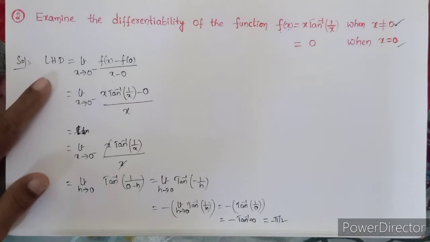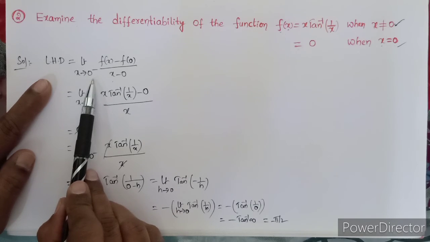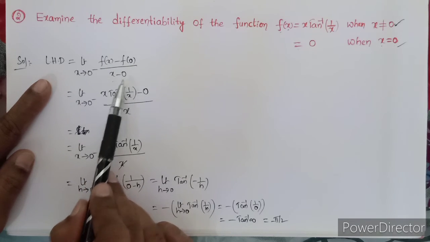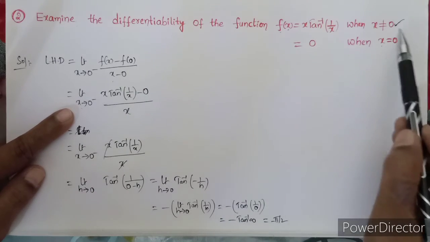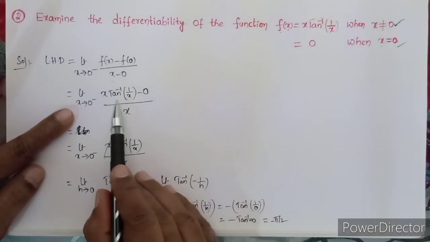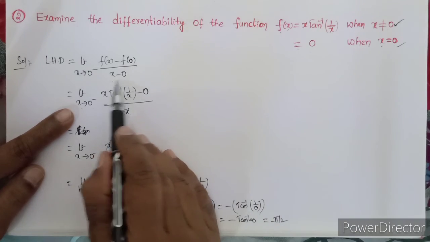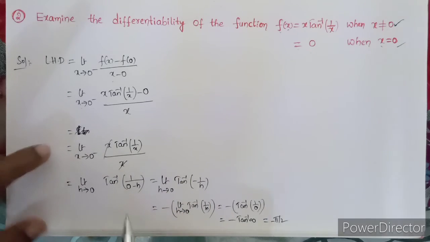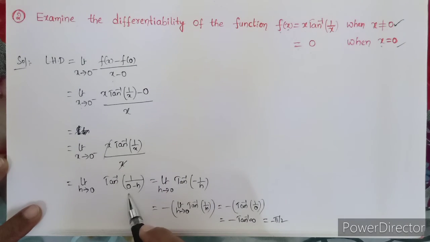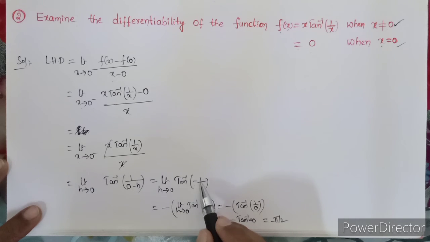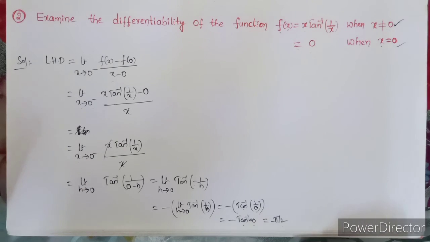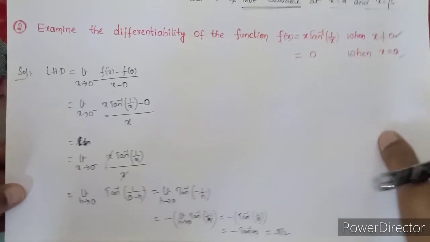So left-handed derivative, repeat. Limit x tends to 0 minus f of x minus f of 0 by x minus 0. Here f of x is x into tan inverse of 1 by x. By putting x equal to 0 here, f of 0 is 0, and x minus 0 is x itself. So cancelling x, we replace x by 0 minus h. Tan inverse of minus 1 by h we write as minus tan inverse of 1 by h. Put h equal to 0. Tan inverse of 1 by 0 means tan inverse of infinity, that is pi by 2. So we got left-handed derivative minus pi by 2.